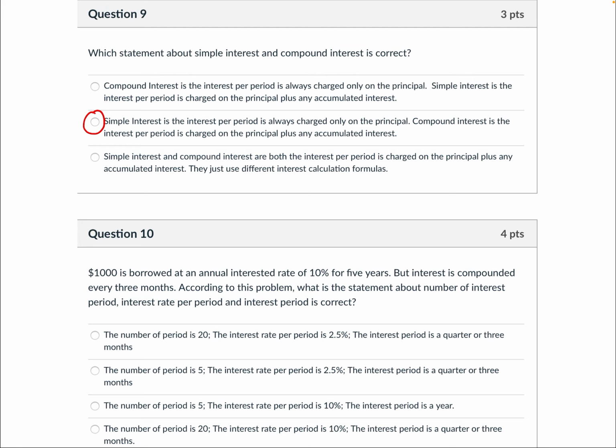And question number 10, 1,000 is borrowed at an annual interest rate of 10% for 5 years. But interest is compounded every 3 months.